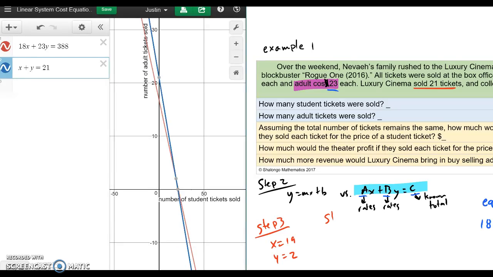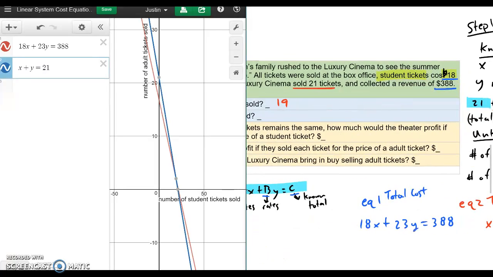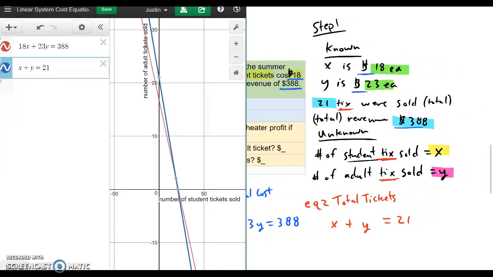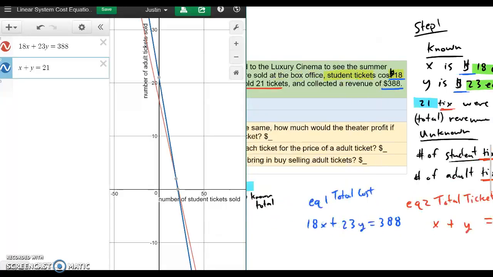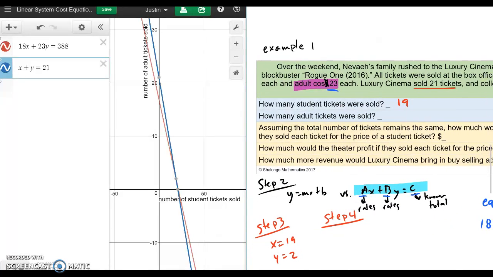Step 4 is to put them back into context. So we're not talking about x and y, we're talking about how many student tickets were sold. Well, we know that it's 19. How do I know that? Because we made x student tickets. How many adult tickets were sold? That's y. The y value that we got was 2.